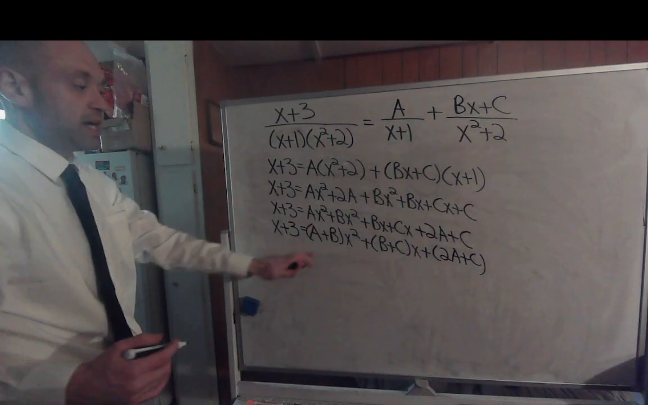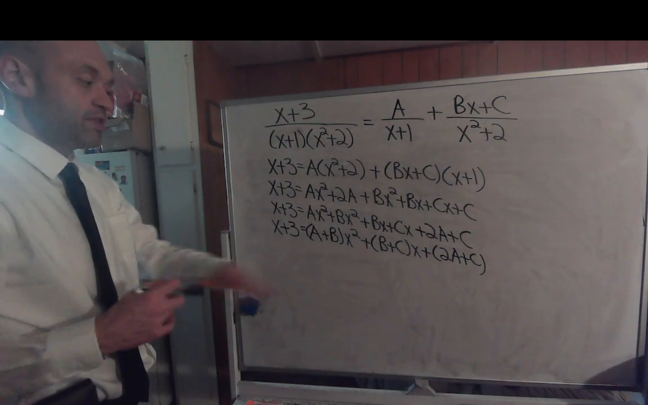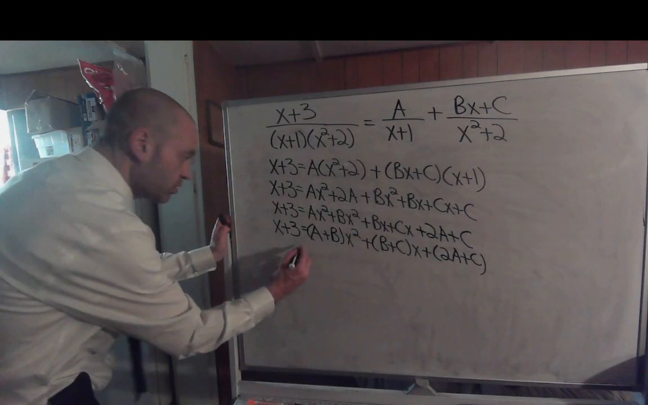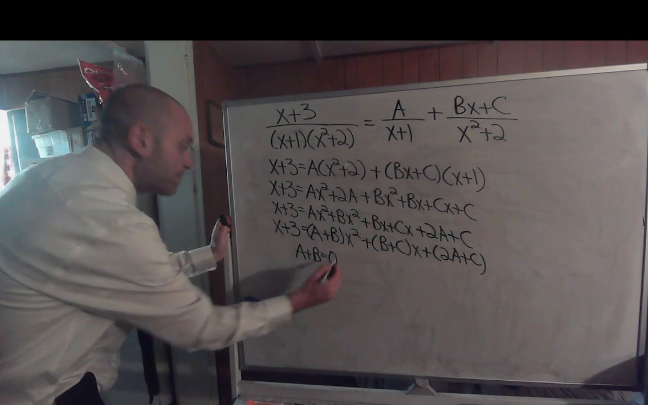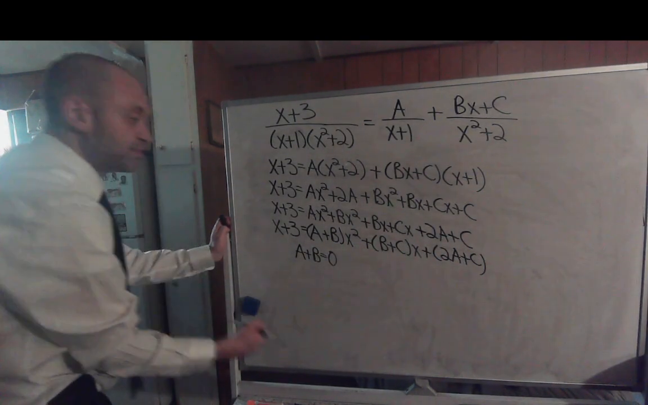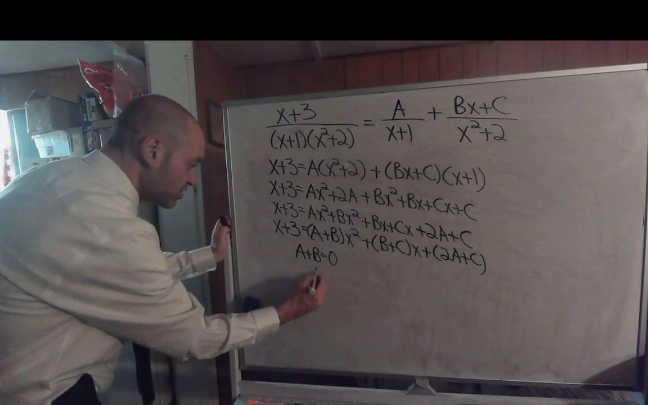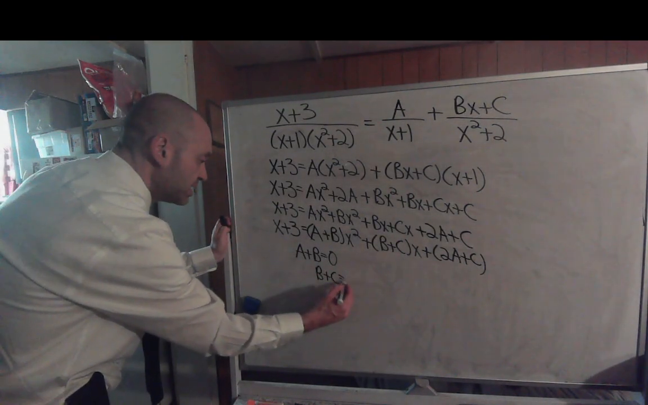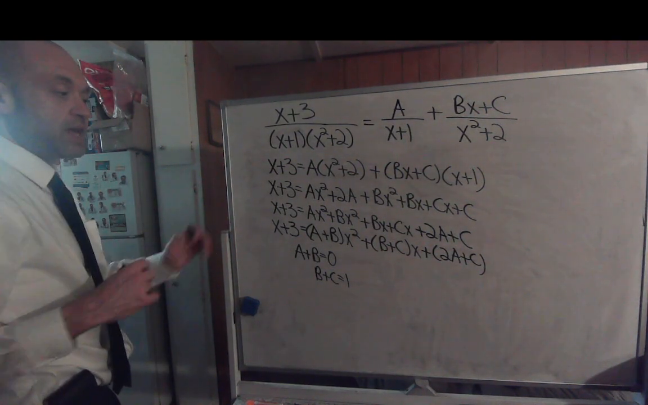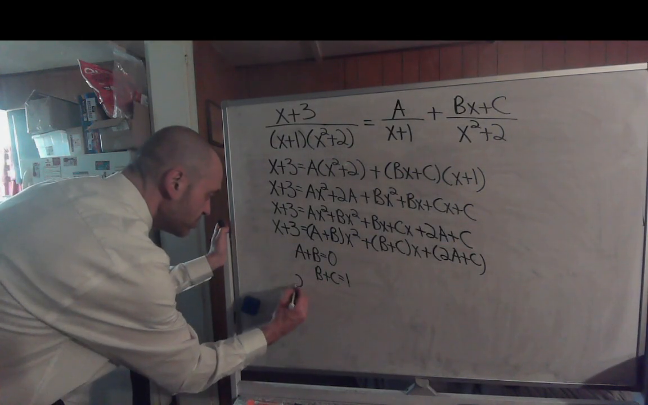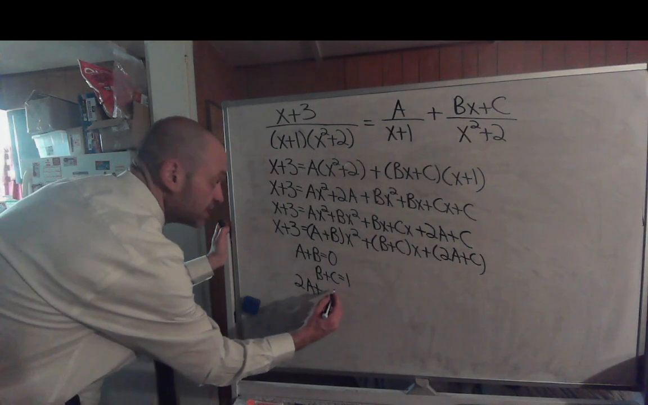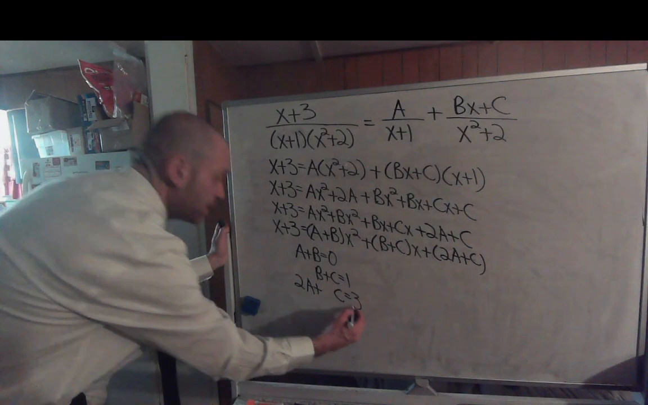All right, so my A plus B should be my coefficient of x squared, which is 0. So A plus B equals 0. B plus C is my coefficient on x to the first, so B plus C is going to equal 1. And then 2A plus C should be my constant term, so 2A plus C equals 3.